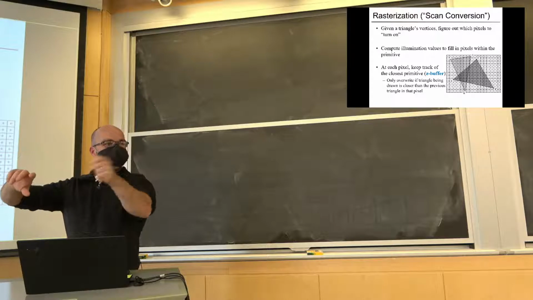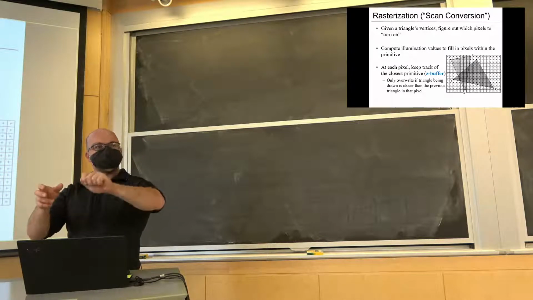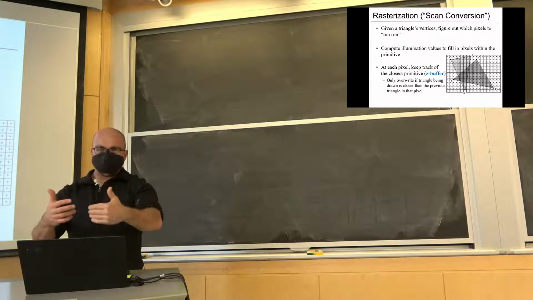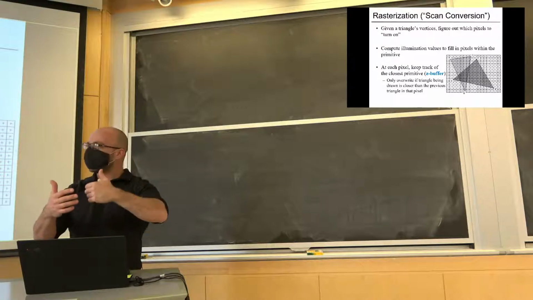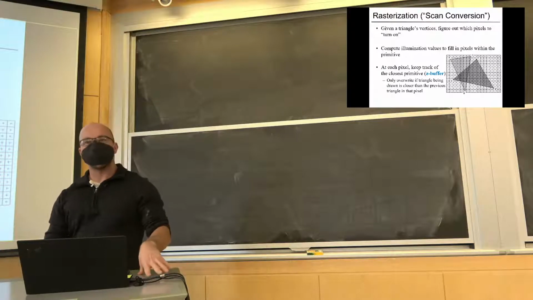Okay, so as I draw the triangle, I'm not only going to color in all the fragments that it generates, but before I place it on the screen, I'm going to make sure that it is closer than whatever is currently sitting at that pixel. And that's the basic idea of the Z buffer.